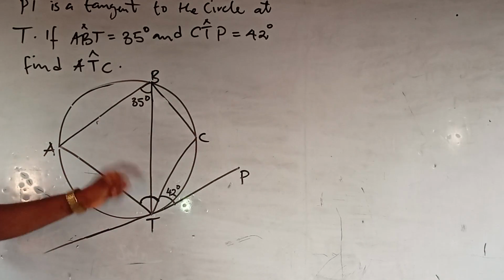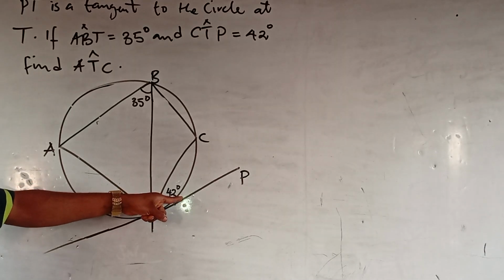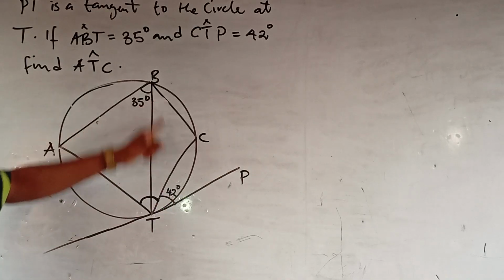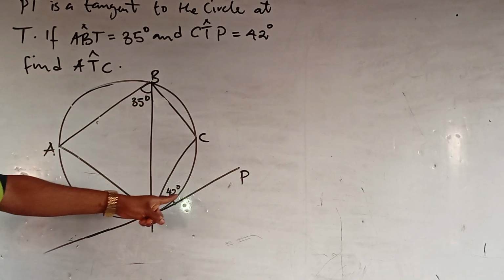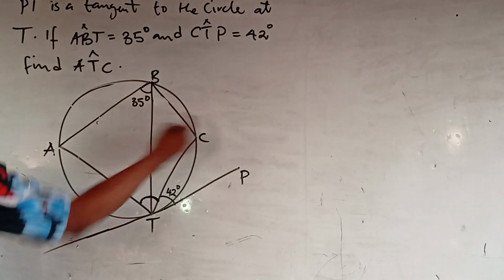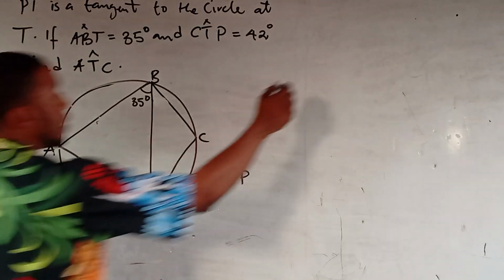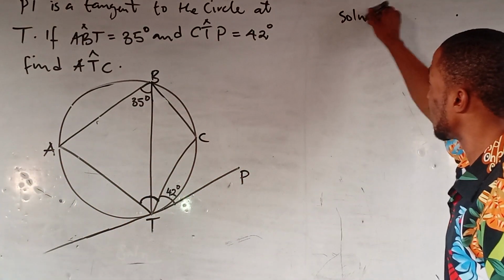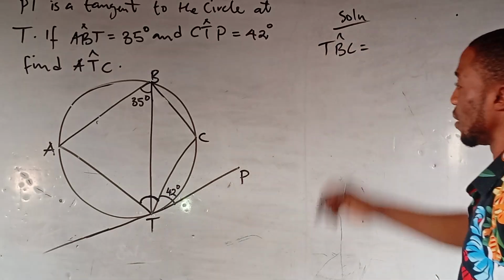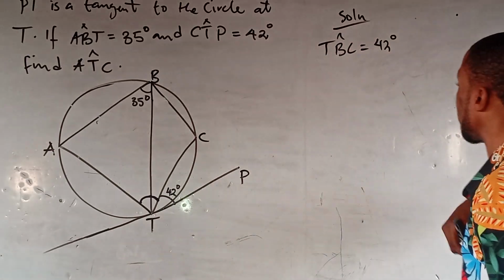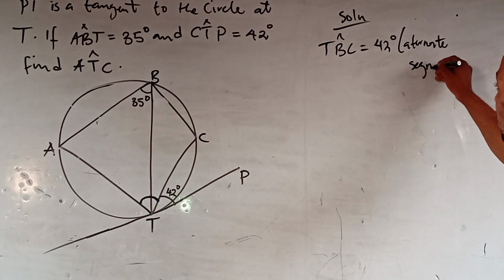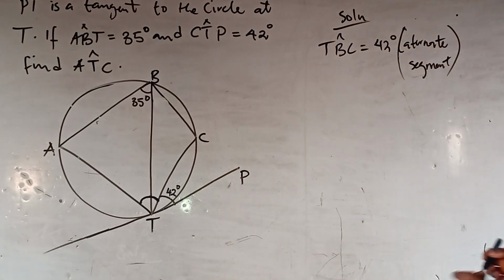Now the question is, how do we get our angle TBC? Very simple. There's 42 here, alternate segment. We said that angle TBC is equal to 42 degrees. Why? Alternate segment. The angle here is alternate to this one outside. So, solution: angle TBC is equal to 42 degrees, alternate segment.